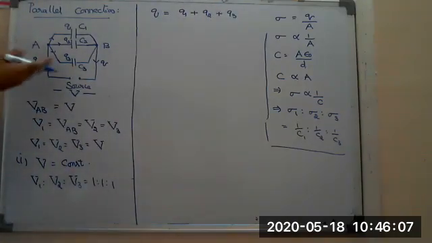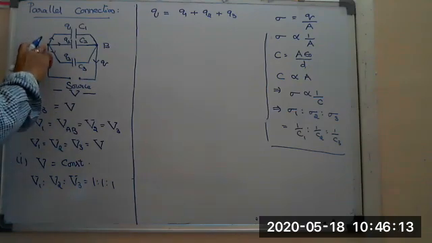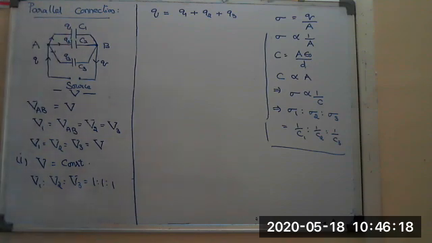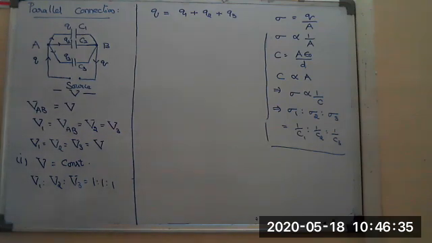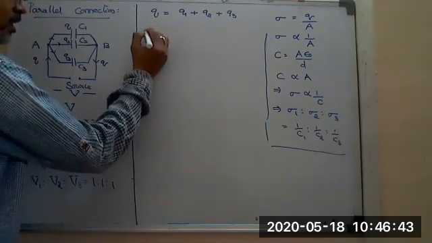This one we call in lower classes the junction law. Whatever charge is coming to the junction is equal to the charge leaving from the junction. Junction law, that is what we call it. It obeys the law of conservation of charge. So here, without losing any charge at the junction, Q is split as Q1 plus Q2 plus Q3.